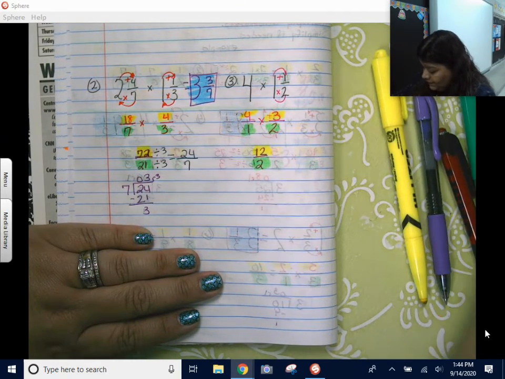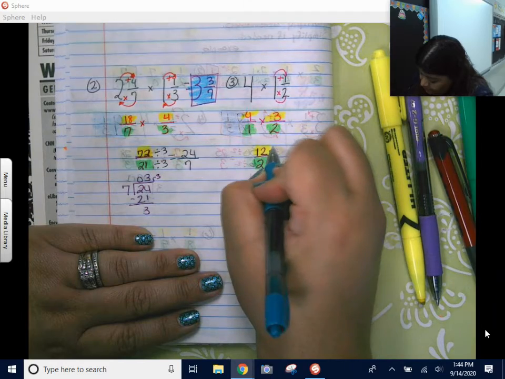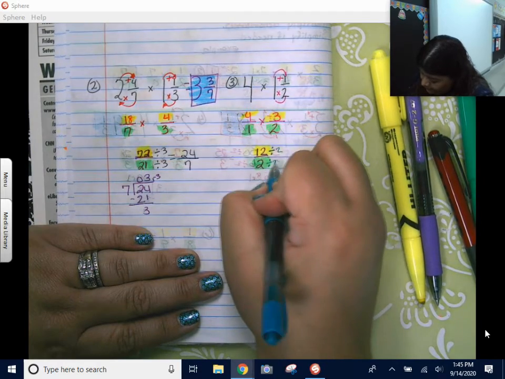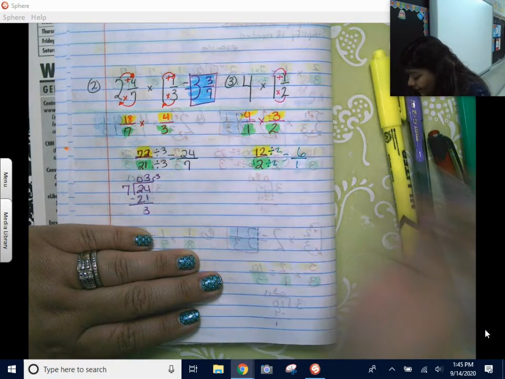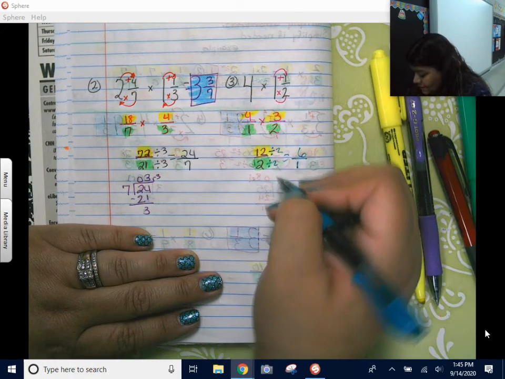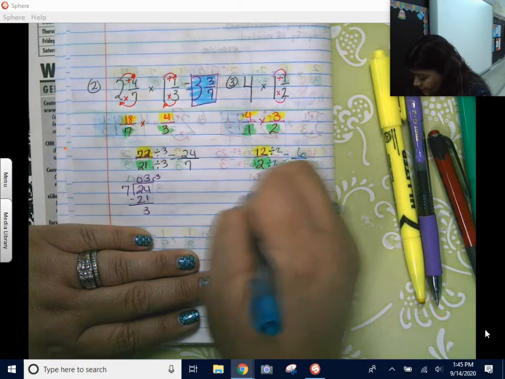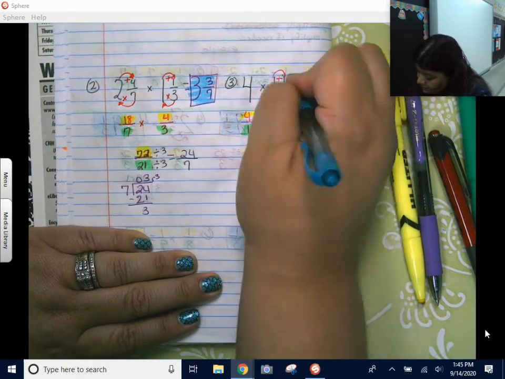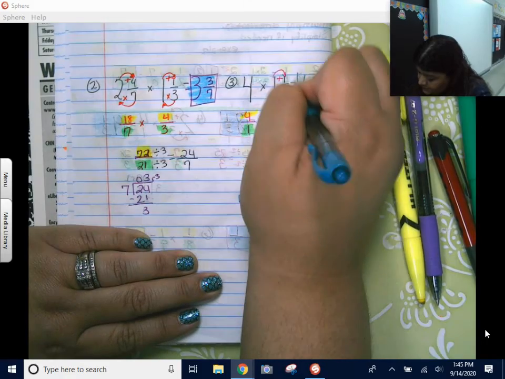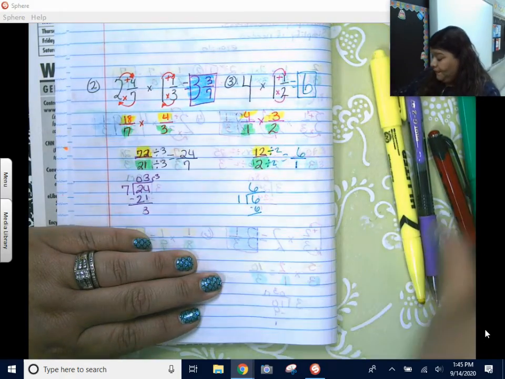Now I see here that I can simplify. So I'm going to divide them both by 2. And that gives me 6 over 1. And I know this one, anything over 1 is its number. So if I divide 6 divided by 1, I get 6. So my answer up here is just 6. Whole number 6. Okay.